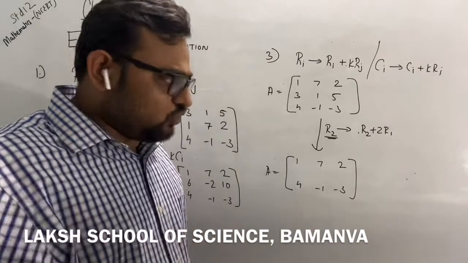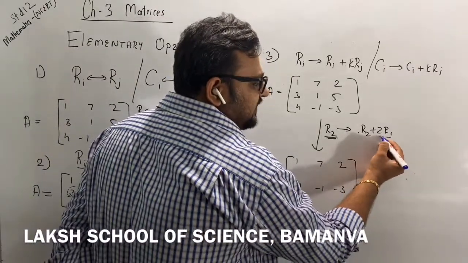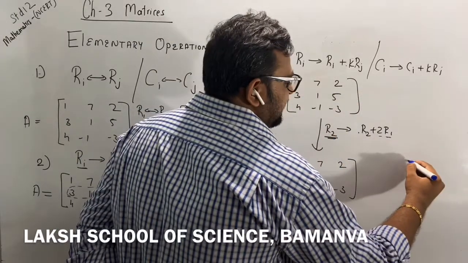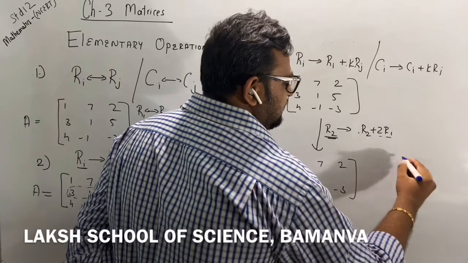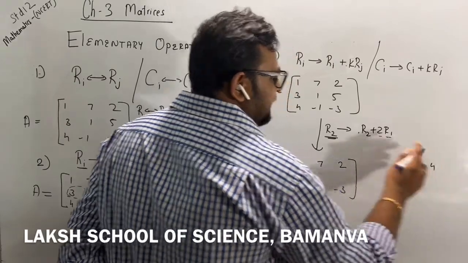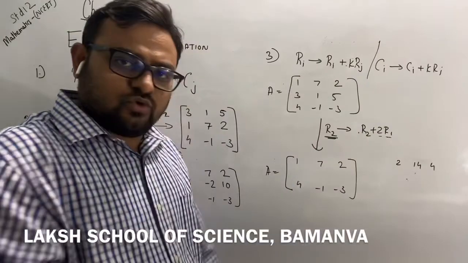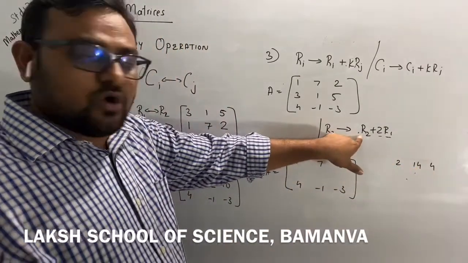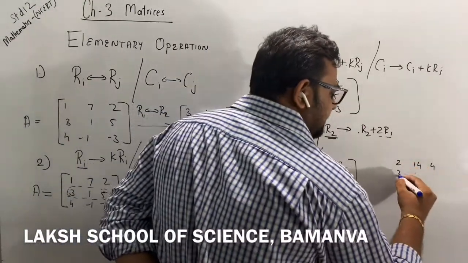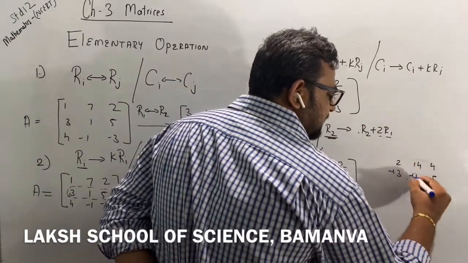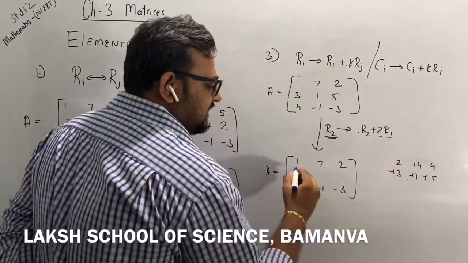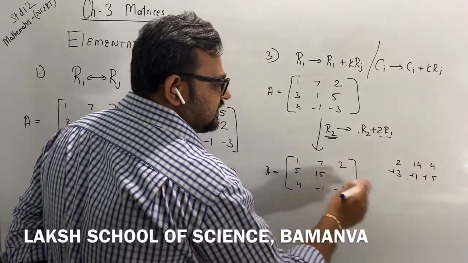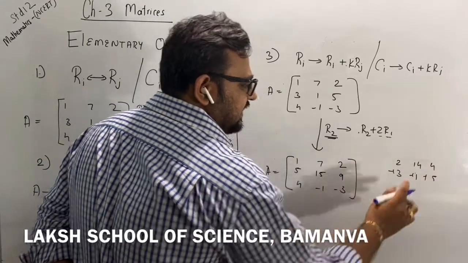Now for R2, first multiply row 1 with 2. Row 1 is 1, 7, 2. So it will be 1 into 2, 2; 7 twos are 14; and 2 twos are 4. Clear? And then add these numbers to row 2. Now what is row 2? 3, 1, 5. So add these numbers: 2 plus 3, 5; 14 plus 1, 15; and 4 plus 5, 9.